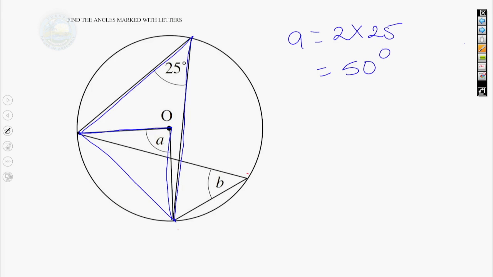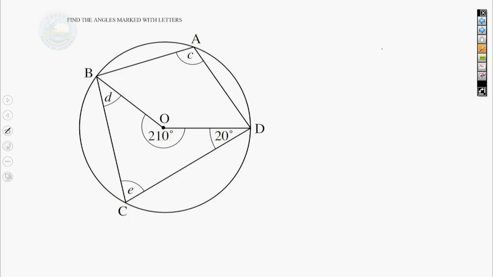Yeah? How about one more example? Just one more. Here is this fancy looking one, but again, the rules do not change. Let's look for the angles we want, and let's look at the angles we have.